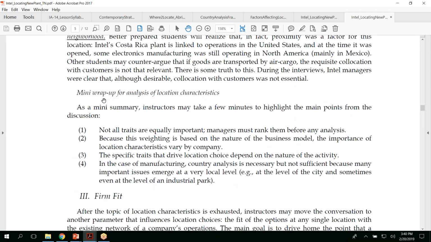There are opportunities for the mini wrap-up, but all the points that are in the mini wrap-up are actually in my slides, in my conclusion slides. So if you are going characteristic by characteristic, you could certainly do that, right? Or you could leave this mini wrap-up stuff for the end.